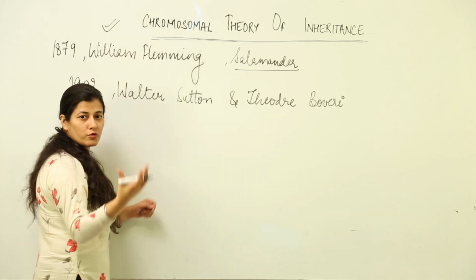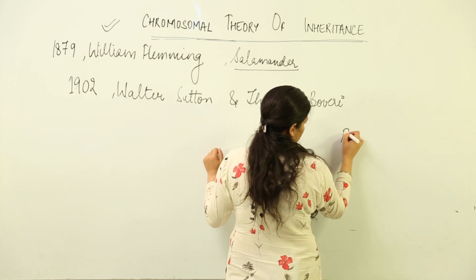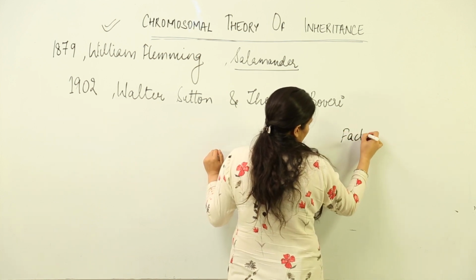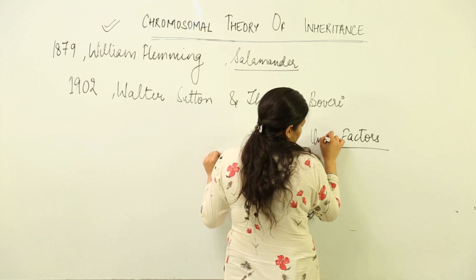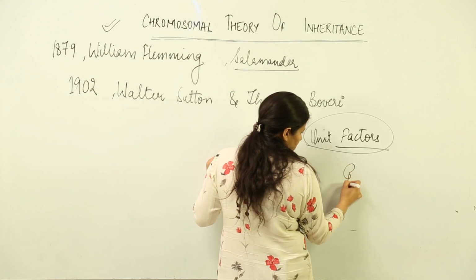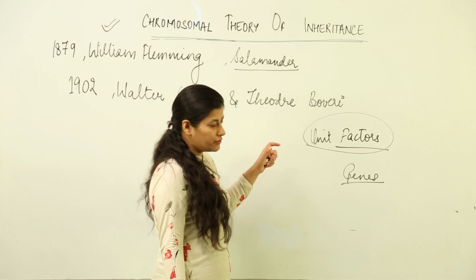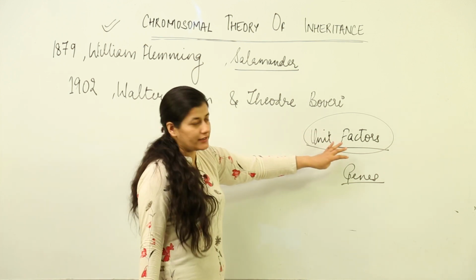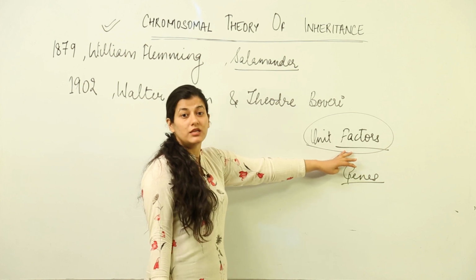Now, what was proposed by Mendel? Mendel had two vital terms in his theory. One was factors and unit factors. Now, this term factors was later on replaced by genes, and this term was given by Johnson. You have to remember this. Now, these factors were located on the chromosome. This is what chromosomal theory means actually.